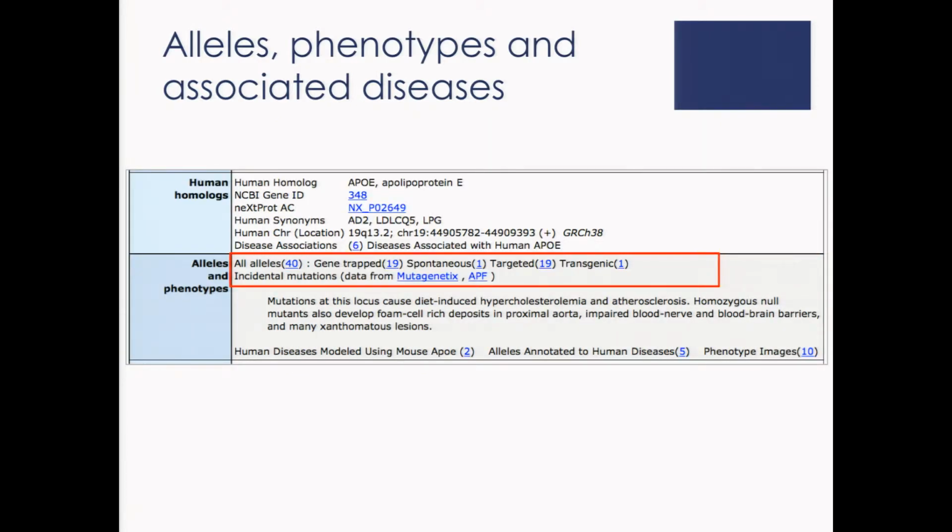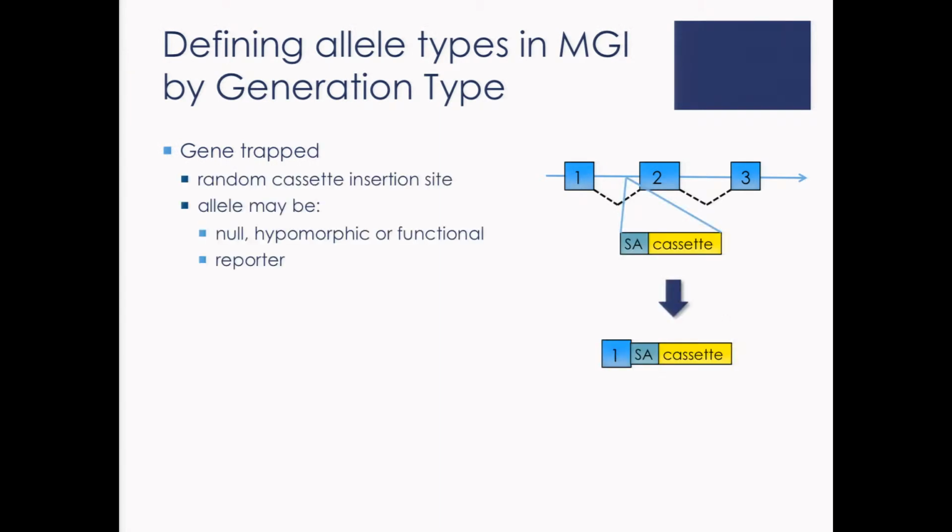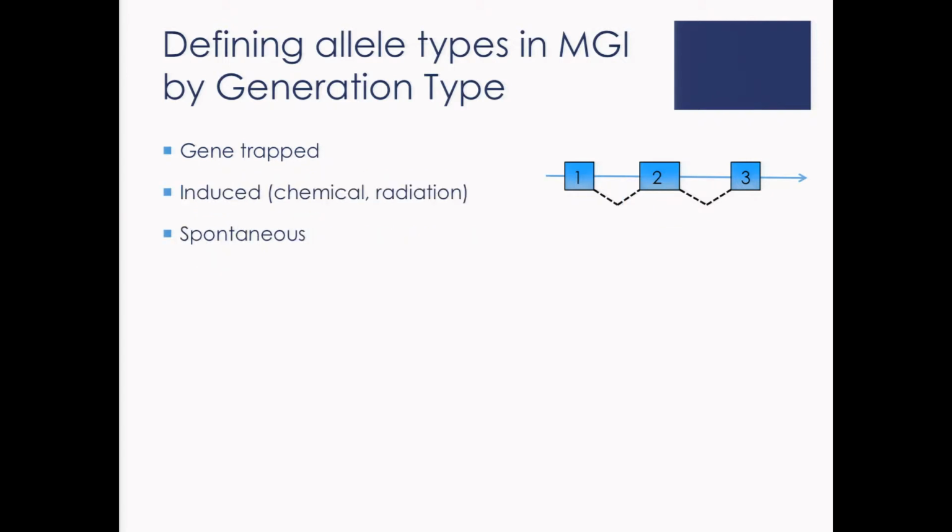What are those mutations and alleles? Here you can see that there's a list of all the alleles that have been described and are included in MGI. And to define these a little bit in MGI, using generation type, we'll start with the gene-trapped alleles, where a gene-trapped allele is a random cassette insertion. The resulting allele may be null, hypomorphic, or functional, and they're typically reporters.